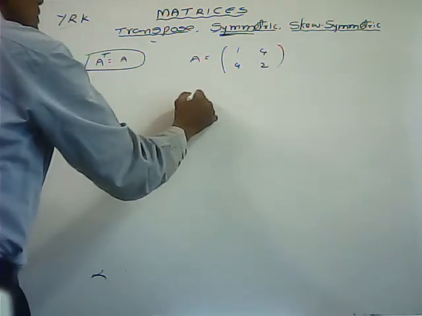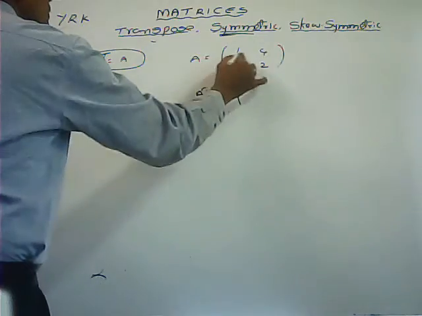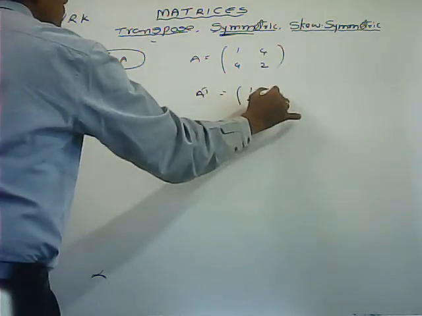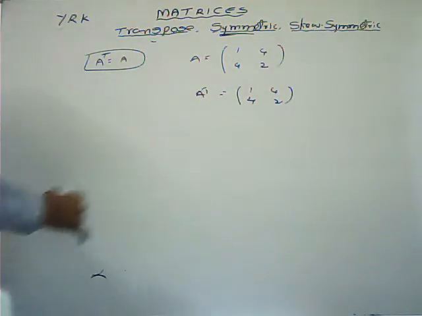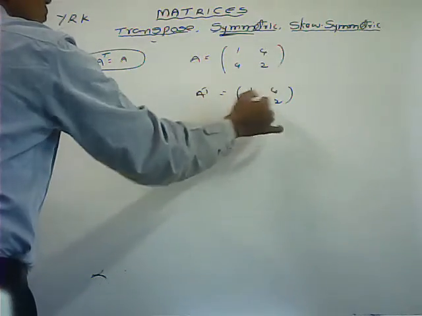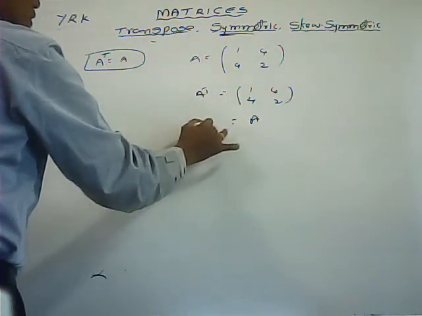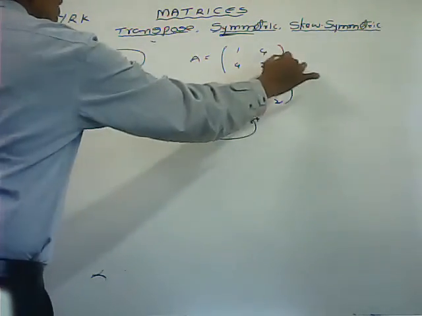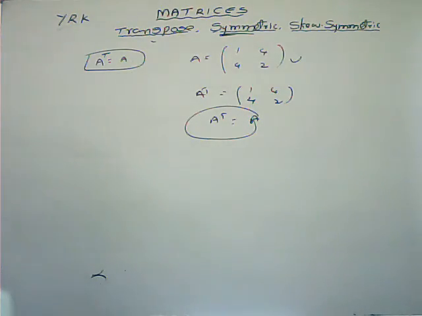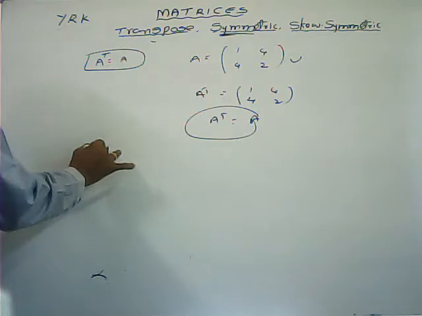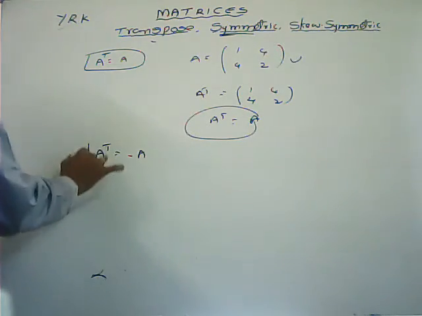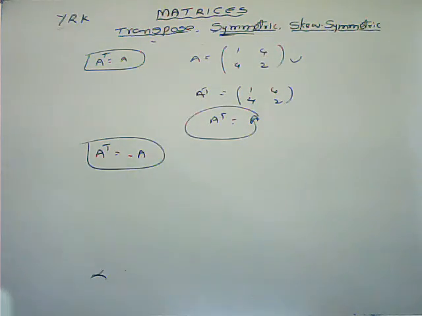What is the transpose of this one? Here the first row becomes the first column and the second row becomes the second column. Here both are the same only, 1, 4, 4, 2, that is equal to A. Here A transpose equals A. So the given matrix is said to be a symmetric matrix. Now skew symmetric matrix, A transpose equals minus A. Then A is said to be a skew symmetric matrix.